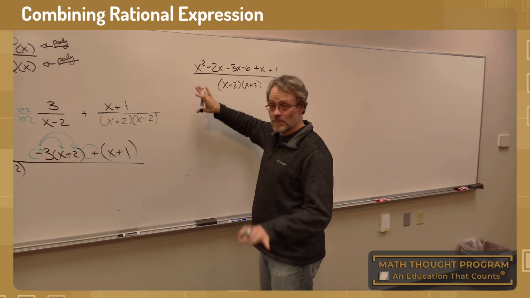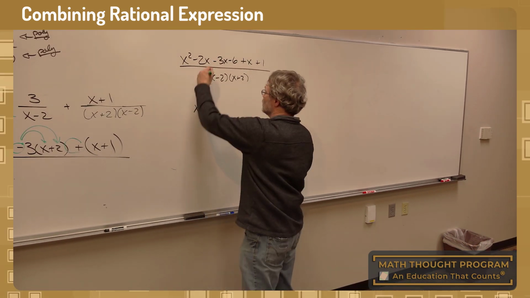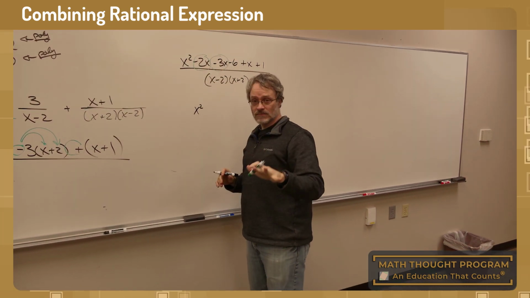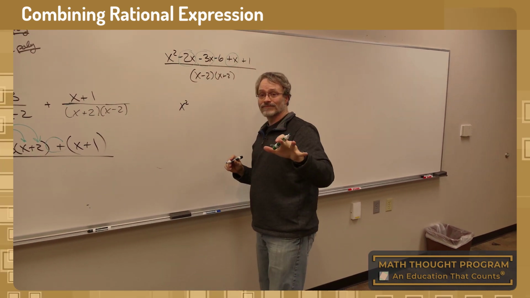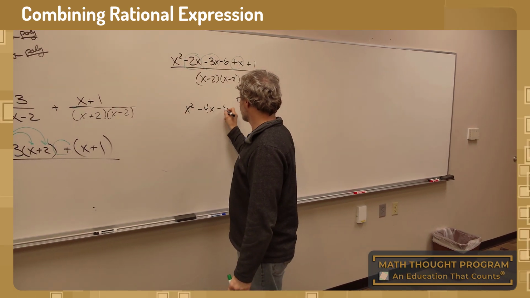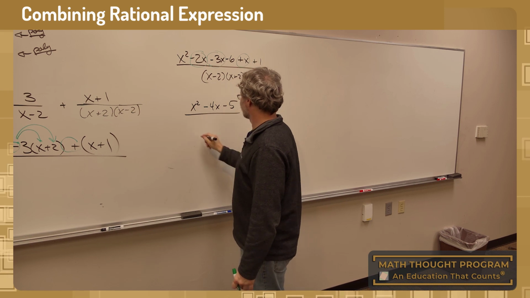X squared, there's no other x squareds up here. I do have a minus 2x and a 3x, so minus 5x, plus 1 more gives me a minus 4. And then a minus 5. -6 and 1.